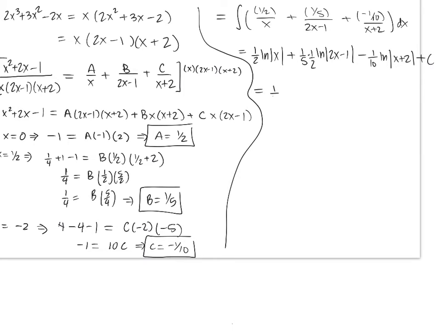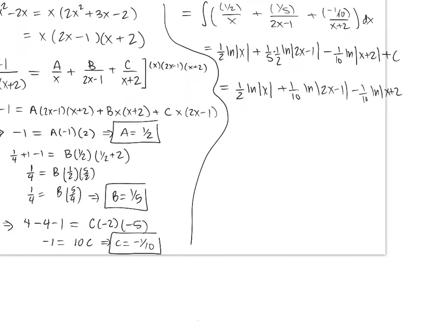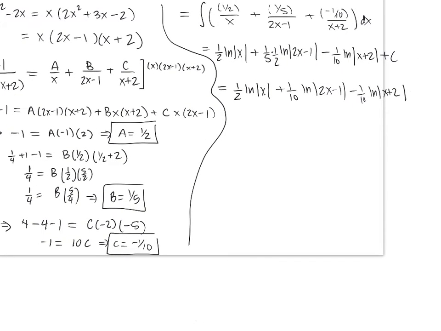So your final answer is 1/2 ln absolute value of x plus 1/10 ln absolute value 2x minus 1 minus 1/10 ln absolute value x plus 2 plus c. Is that all right?